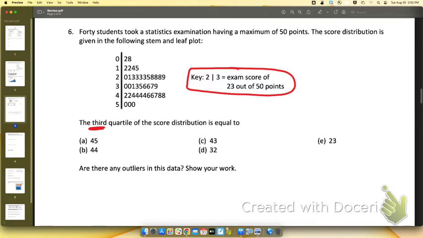So I'm going to do that by marking off lowest, highest, lowest, highest, lowest, highest. So I'm going to go by twos. Too low, too high. Too low, too high.